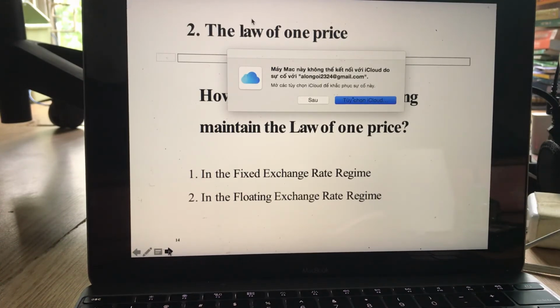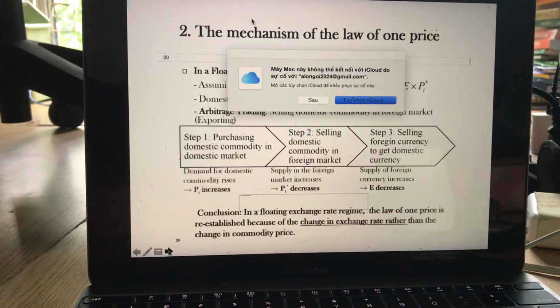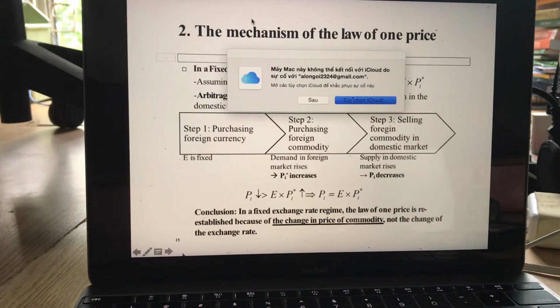So under the fixed exchange rate, the main factor to achieve the law of one price is the movement of the commodity price. Meanwhile, under the floating exchange rate, the main factor is the movement of the exchange rate. Okay, please have a look to make sure that you understand the mechanism behind that.